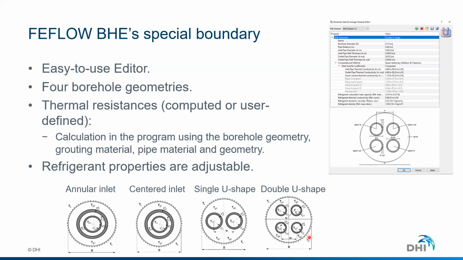So you can say FEFLOW computes this for us, and then using the geometrical information and the flow information available to the pipes, FEFLOW will calculate these heat transfer coefficients. Or maybe you have done a geothermal response test, so you can import your resistance or the results of the test directly into the graphical interface, and FEFLOW is going to use this information directly for the calculation.